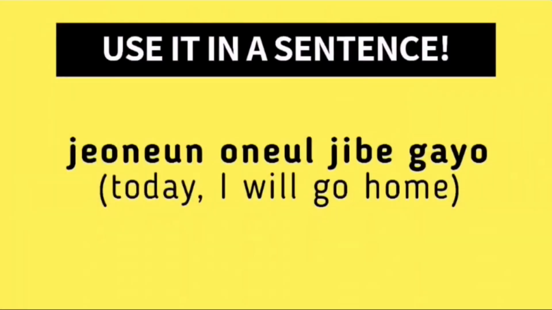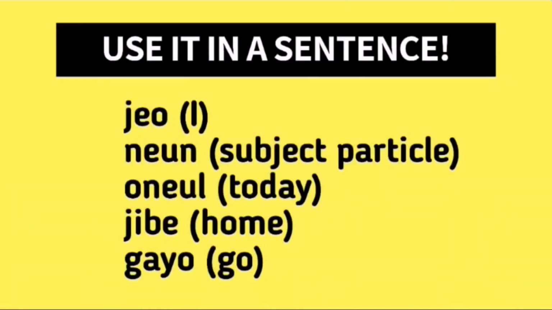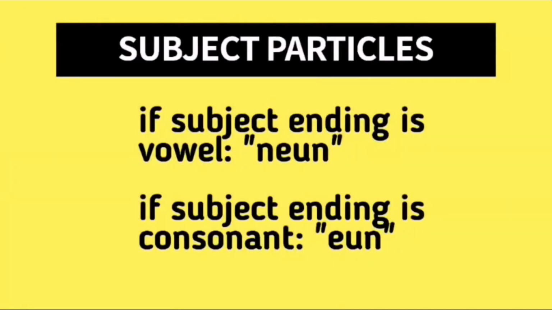To understand more about GADA, let's try looking into this example sentence. It says, 저는 오늘 집에 가요. Again, it's 저는 오늘 집에 가요. 저 means I, and 는 is a subject particle added to 저 to indicate that this is the subject of the sentence. Aside from 는, we have also 은, which is a subject particle, and it differs based on the subject ending. So if the subject ending is a vowel, we'll add 는. If the ending is a consonant, we'll add 은.